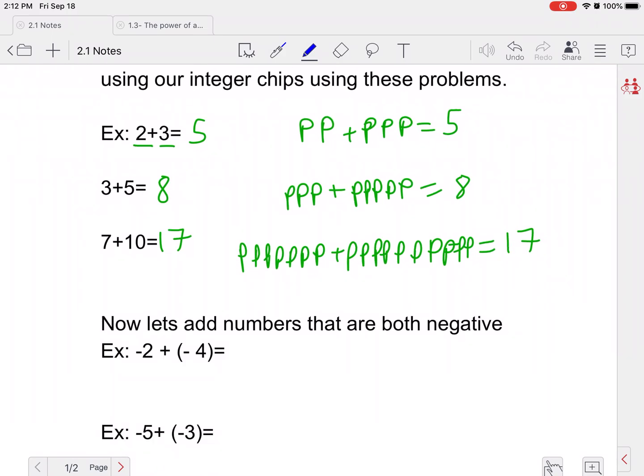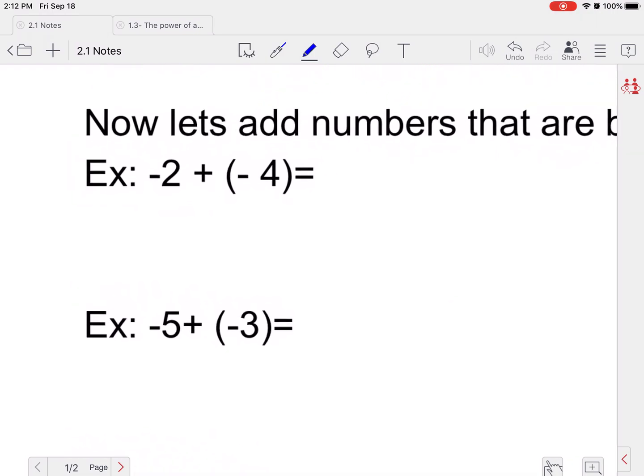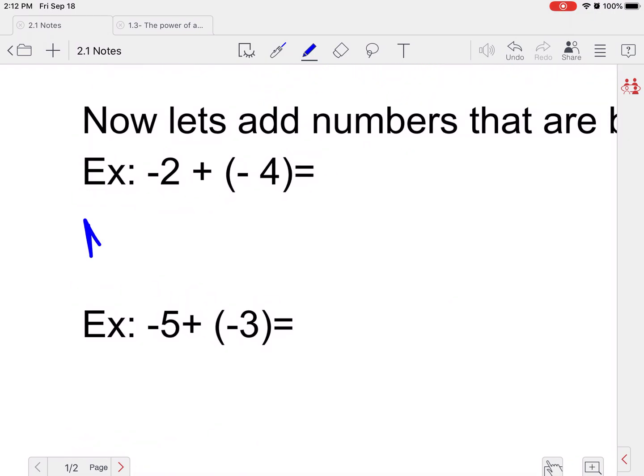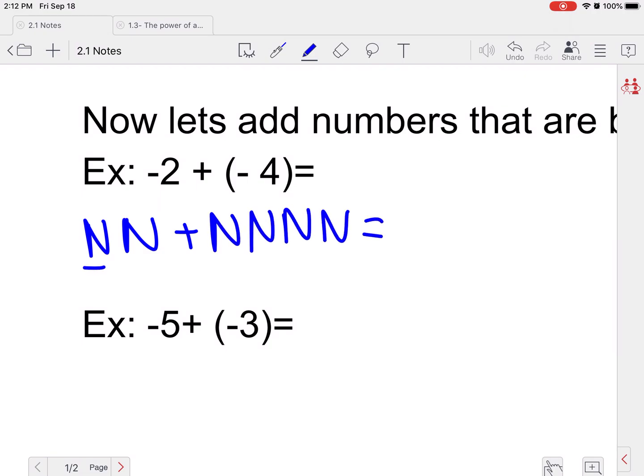So let's look at negative 2. Negative 2 will represent negatives with an n, so I'd have 2 n's plus 4 n's. Well, that would give me a total of 1, 2, 3, 4, 5, 6 n's, but they're negative, so my answer would be negative 6. So basically when we have 2 negative numbers that we're adding together, that means we'll have a negative answer.